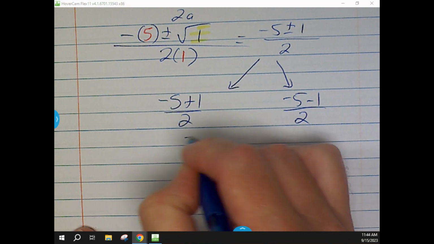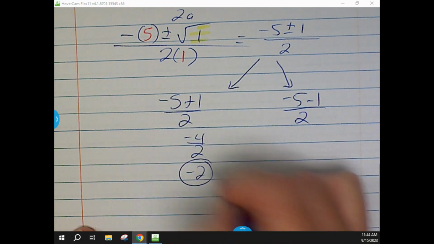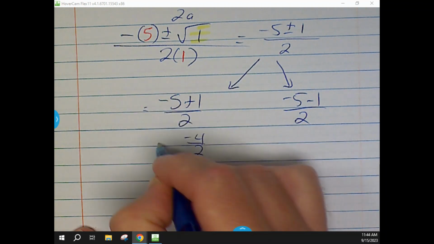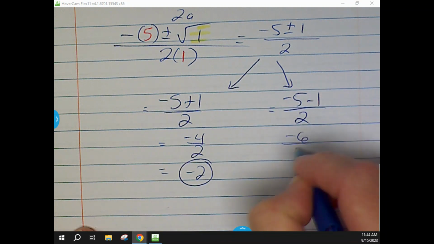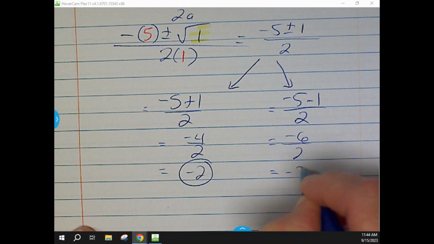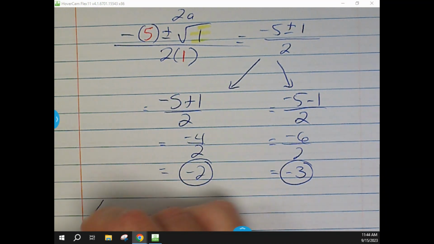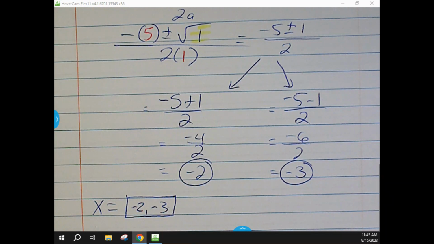For this one, that is negative 4 divided by 2, which is negative 2. For this one, that is negative 6 divided by 2, which is negative 3. All right, and again, MyMathLab more than likely is going to ask you just to put x equals. They're going to have a box here, so then we just do a negative 2 and then a negative 3.